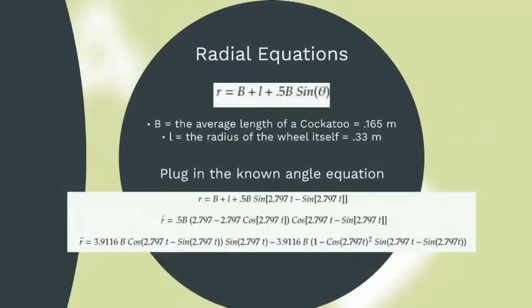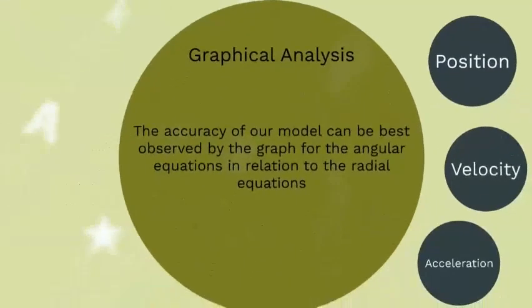This is our basic radial equation, which is the bird's length to the center of mass plus the radius of the wheel. And then this 0.5b sine theta is the variation of the bird. When he extends, it's a little bit bigger, and when he's going back up, he shrinks down and makes himself a little bit smaller, which is modeled by that sine function. From there, we can plug the theta equation in that we found previously, and we find radius position, radius velocity, and the radial acceleration for our model.